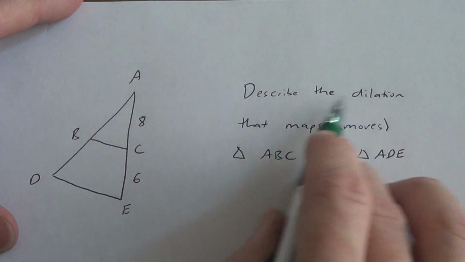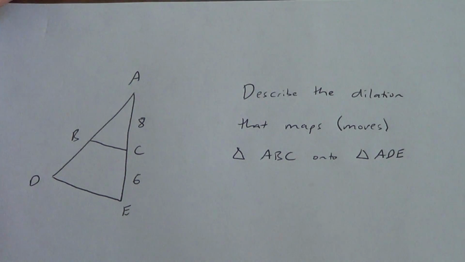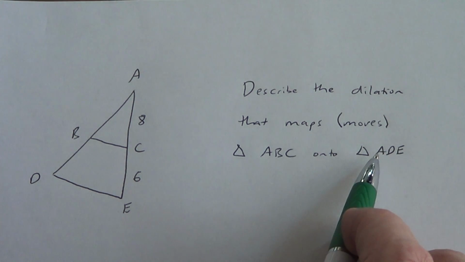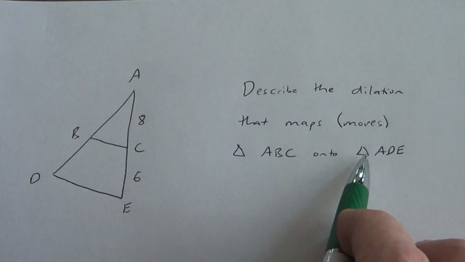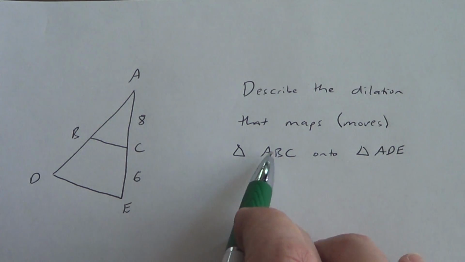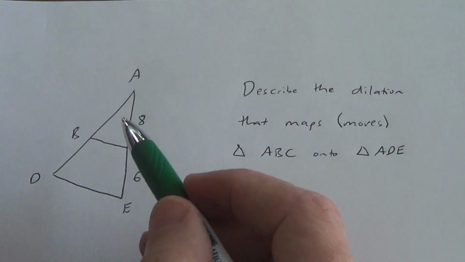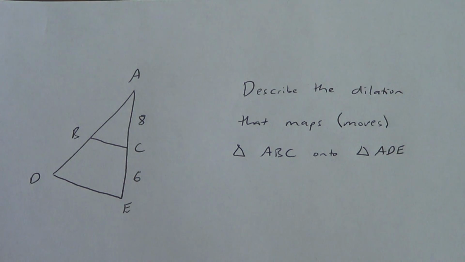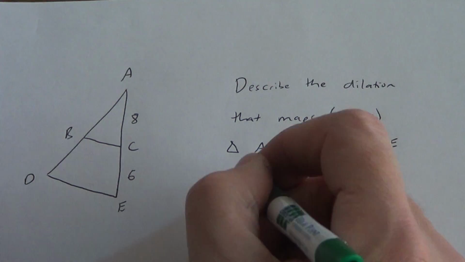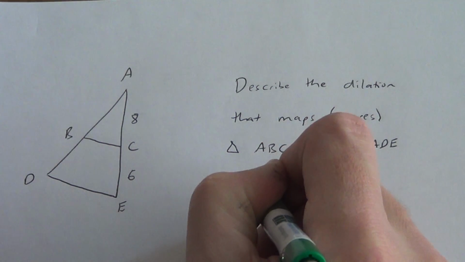So as you describe a dilation, there's a couple things I want you to do. First off, I want you to tell me whether it's a reduction or an enlargement. We're going from ABC to triangle ADE. So this is the new one, that's our image. This is our old one, this is our pre-image. Just by looking at it, I know this has to be an enlargement. There's another way we're going to check this in a second. So we're going to write that down. It's an enlargement.